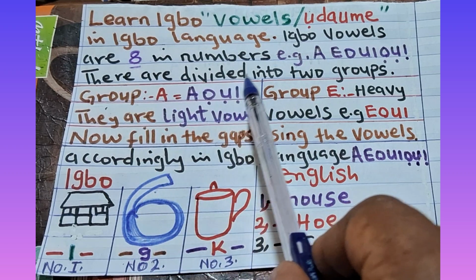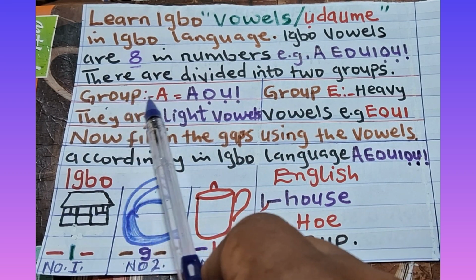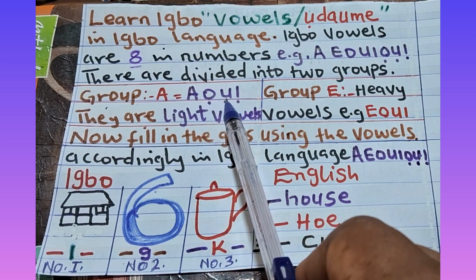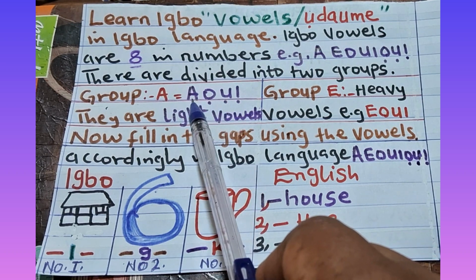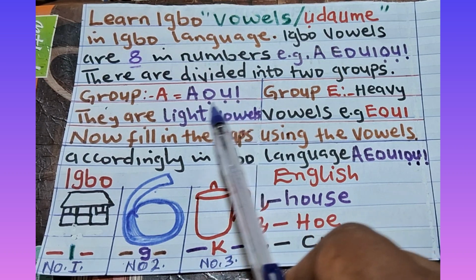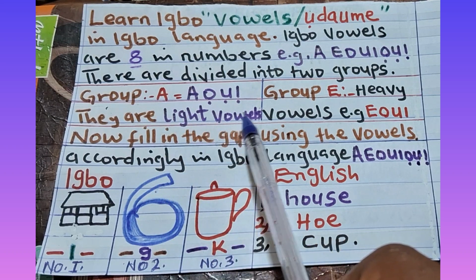They are divided into 2 groups. The first group is called group A. Example: A, O, U, I. You can see that the first group have a dot under. Apart from A, they are called light vowel letters.